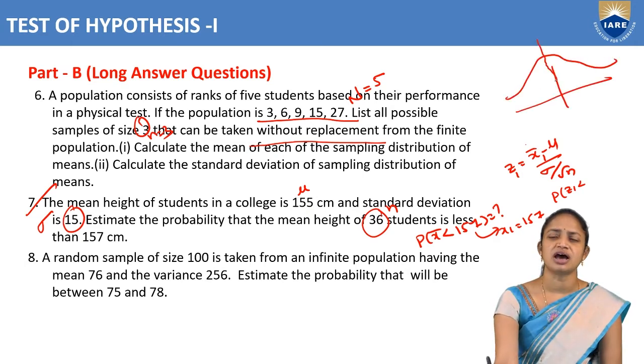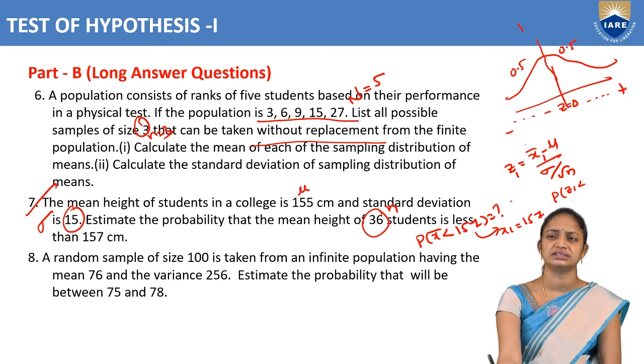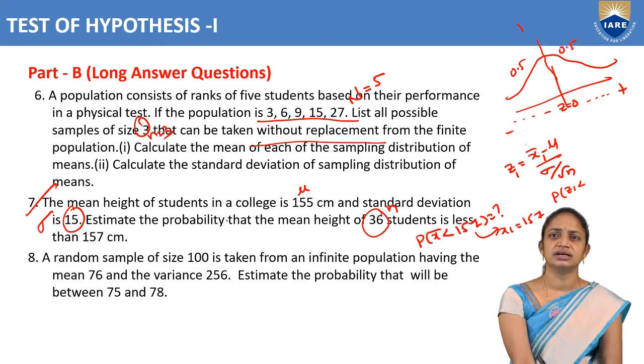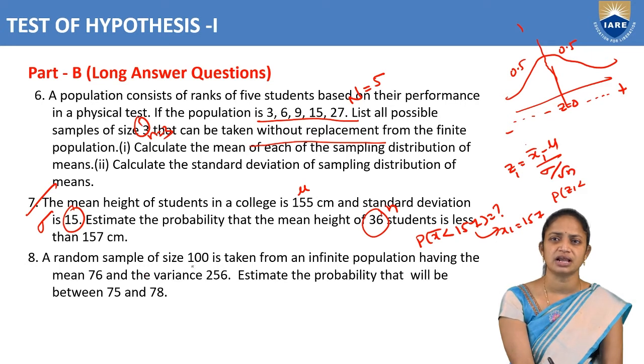So this is our normal curve. The normal curve is symmetric about z equal to 0. On the left side we have negative values and on the right side we have positive values. The total area is 1 and half of the area is 0.5. So based on this diagram we can find the seventh problem. Like that here also the same.